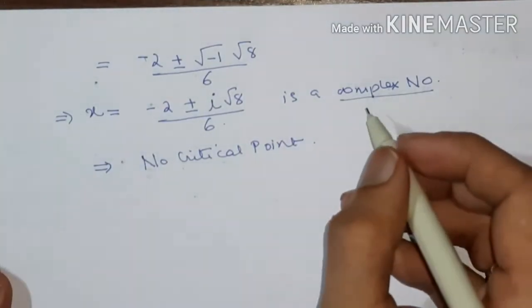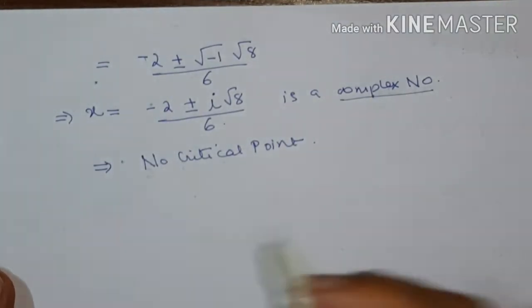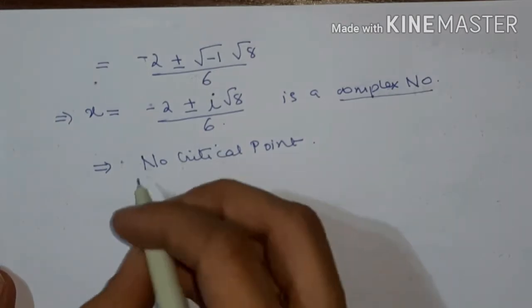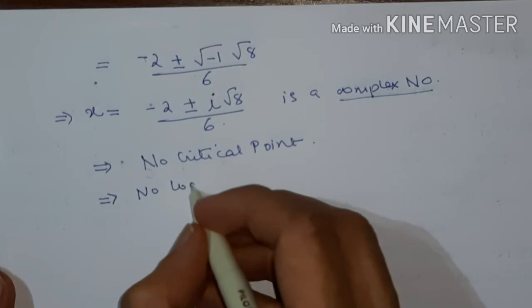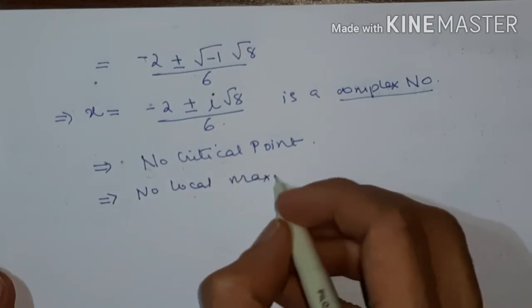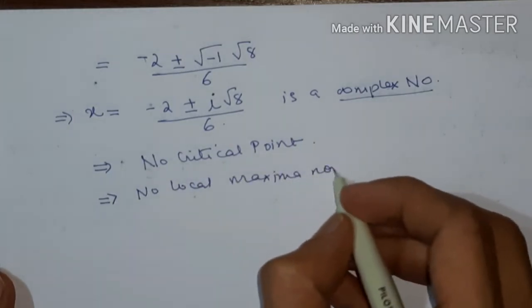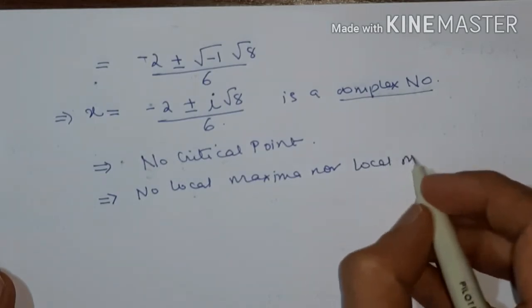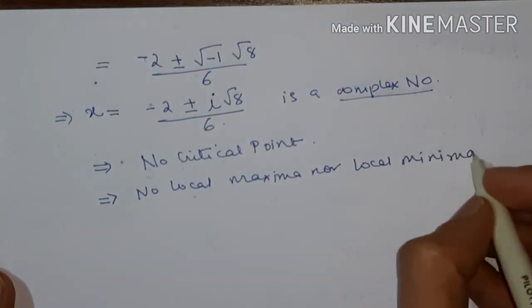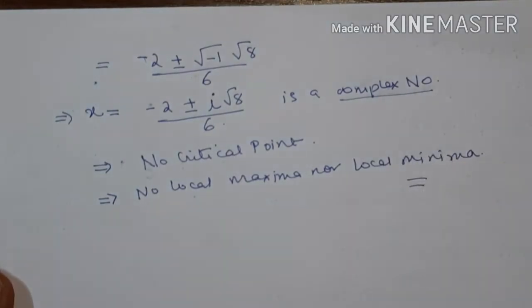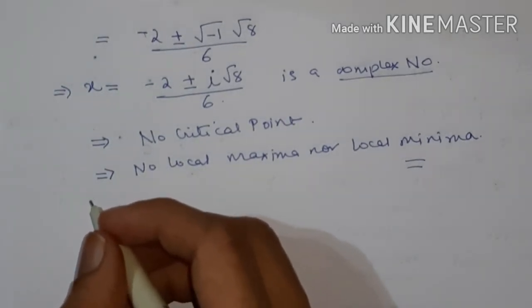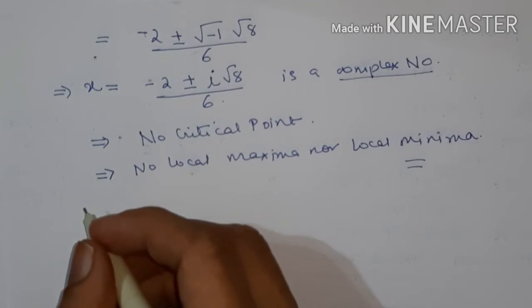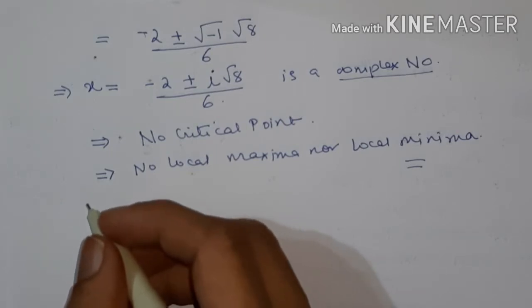Okay, because we are looking for real numbers, and what you got is a complex number, so no critical point, and so therefore no local maxima nor local minima. Okay, so that was the third problem, which completes the fourth problem, right?